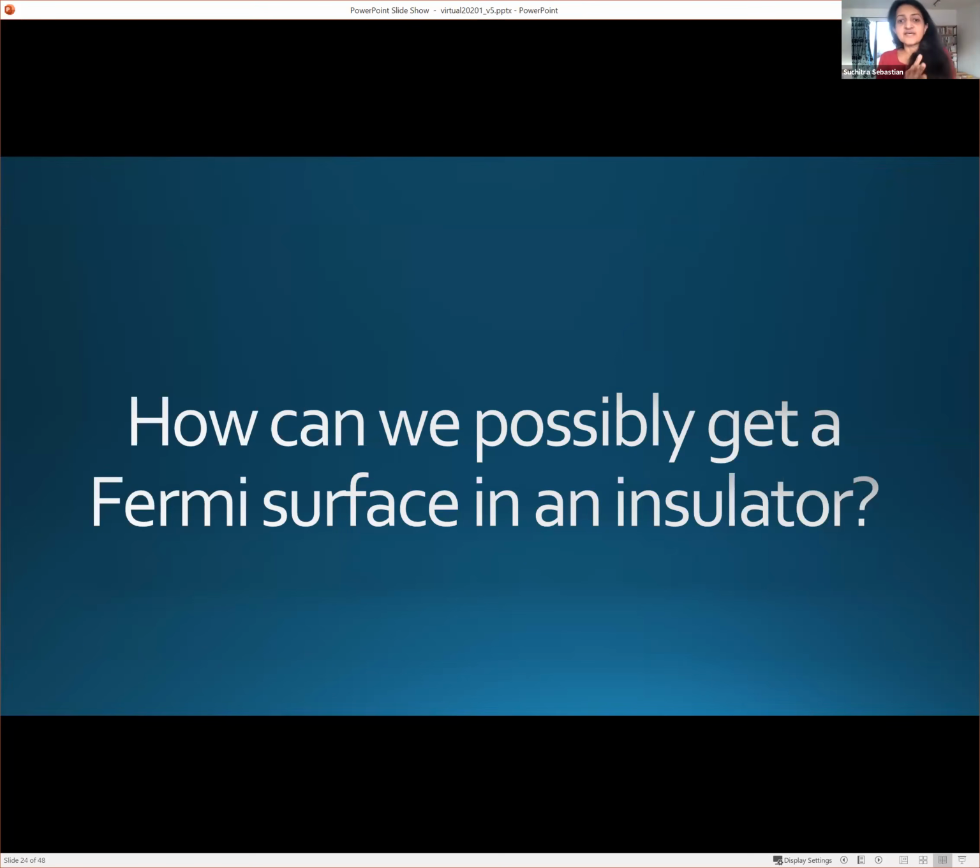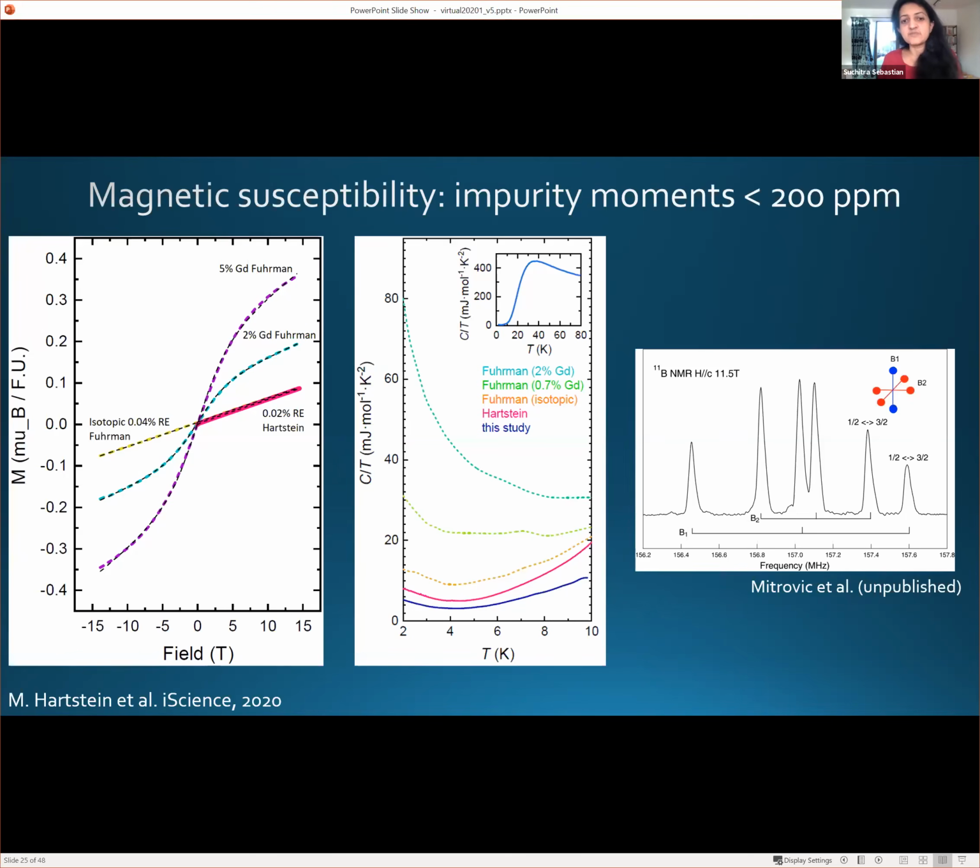Okay, so the next question is, how can we possibly get a Fermi surface in an insulator? So just because all the experimental indications are that this is the case, we still need to ask ourselves, is there something other than, you know, the obvious Landau quantized oscillations? How can we possibly get this? So there were several suggestions that maybe quantum oscillations are arising from extrinsic impurities. And so we checked this very carefully.